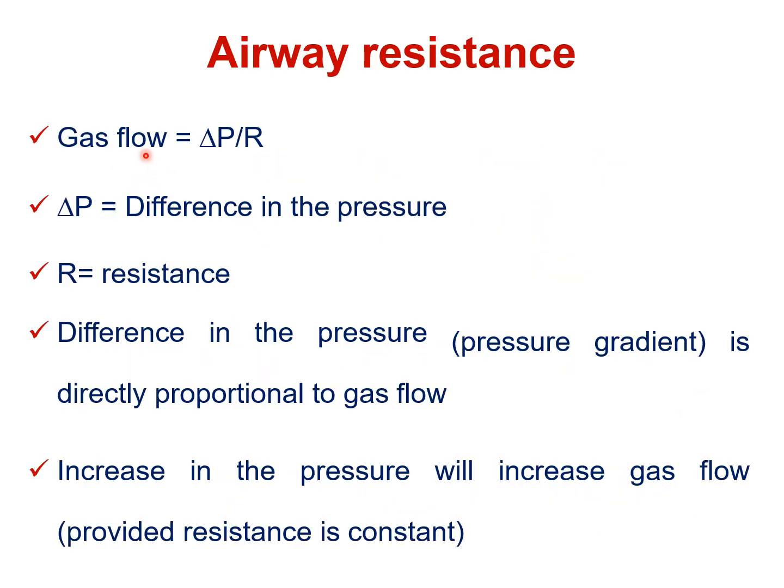As we know, the gas flow in a pipe or a tube is equal to the pressure difference between the two ends divided by the resistance. Here delta P is the difference in pressure and R is resistance, which is nothing but airway resistance. So we can rewrite it as R equals pressure difference divided by gas flow, or airflow. The pressure difference here will be the difference between the atmospheric and alveolar pressure. The difference in pressure is directly proportional to the gas flow, and an increase in the pressure will increase the gas flow, provided resistance is constant.